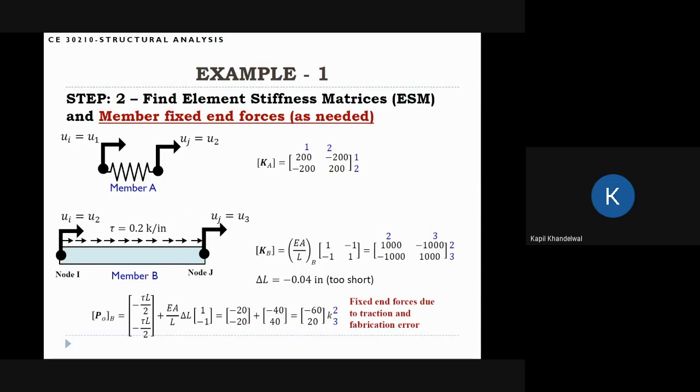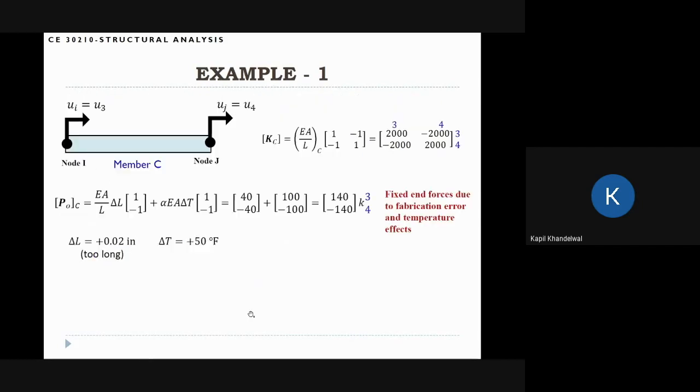Finally, on this member, there's a traction, and there's also a fabrication error. So we have to assemble the P0 vector for this element. This is the traction, this is the contribution for fabrication error, and we just calculate these 2 entries and add them together. If we add them together, these are the numbers we are going to get, minus 60 and 20, and make sure to label them. The labeling is the same. UI is the second degree of freedom, and UJ is the third degree of freedom. So we can put 2 and 3 here.